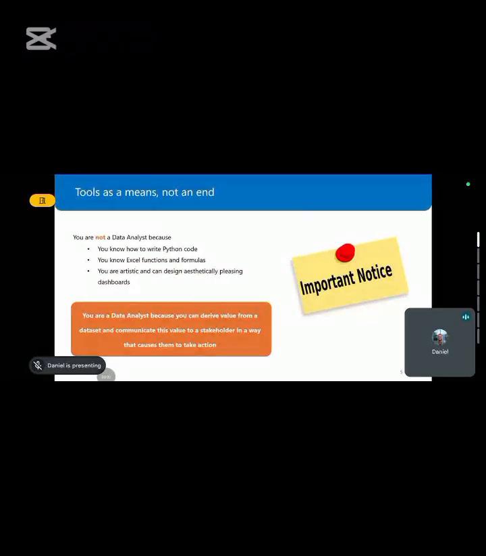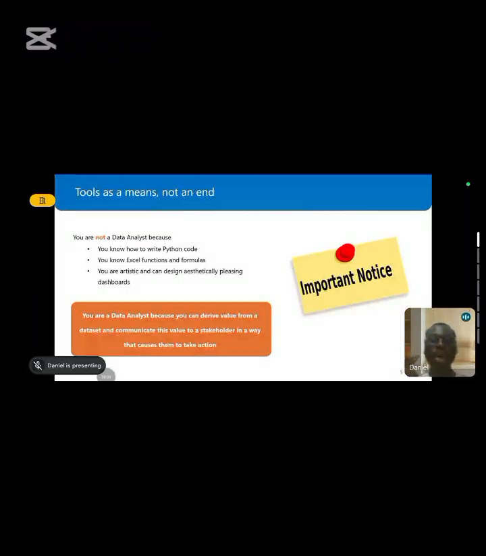You are not a data analyst if you are artistic and can design very aesthetically pleasing dashboards. All of these are aspects of being a data analyst, but just because you can do this does not make you an analyst. You are a data analyst because you can derive value from a data set, and beyond just deriving value, you are able to communicate this value to a stakeholder in a way that causes them to take action. This is what makes a data analyst.